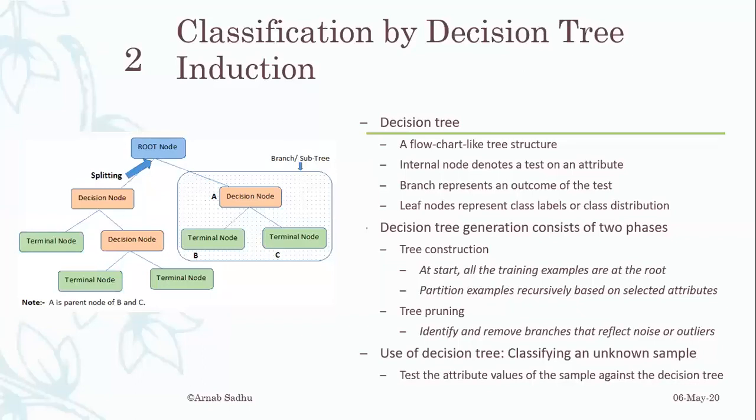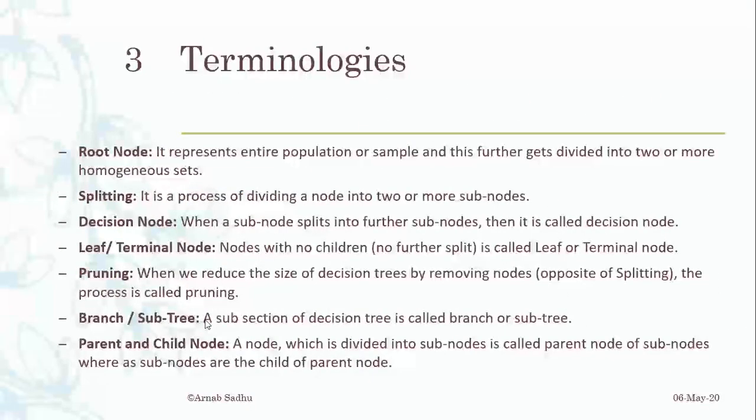What is the use of a decision tree? It can be used for classification or prediction of an unknown sample, that is, prediction of the true class of an unknown sample. First we build the decision tree on known samples, then we can predict the true label of unknown samples. There are a few terminologies that we need to know about decision trees.